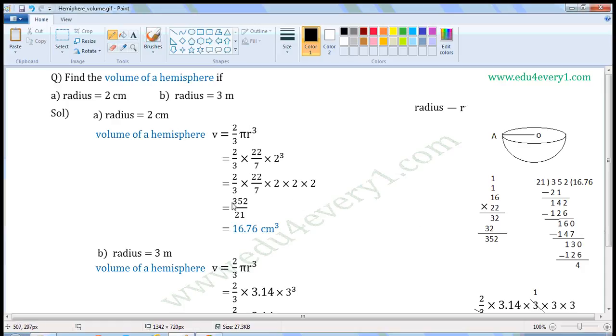So we can write it as 352 by 3 into 7 is 21. Now when we divide 352 with 21, we get 16.76 approximately. So volume is equal to 16.76 centimeter cube approximately. The units of radius are centimeters, so units of volume will be centimeter cube.